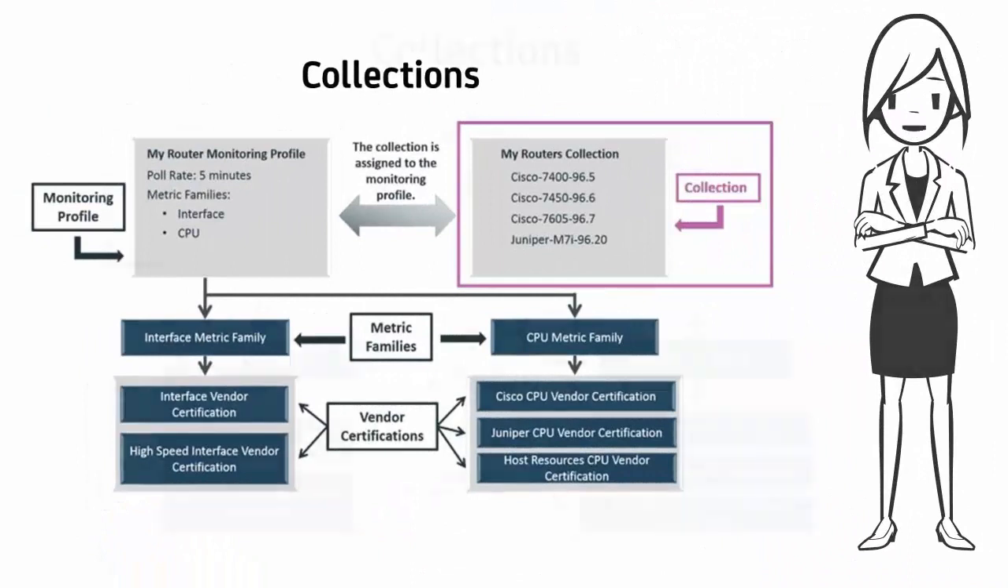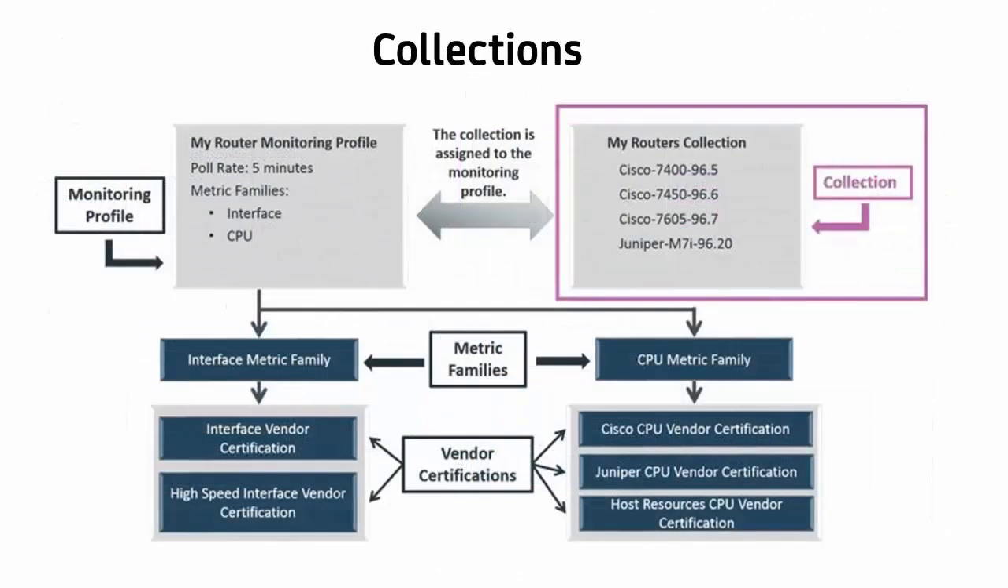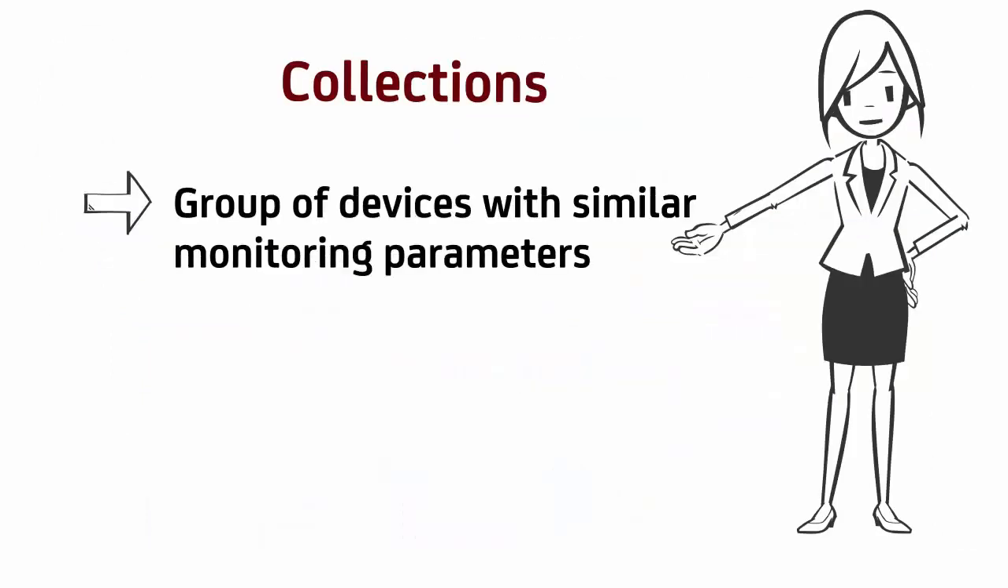Now let's review collections. To efficiently poll network devices, the devices must be organized into special groups called collections. A collection is a group of devices to which sets of monitoring parameters can be applied. A set of metric families is associated with each device in a collection. These associations occur when a set of monitoring parameters, which includes the metric family list, is applied to the collection.